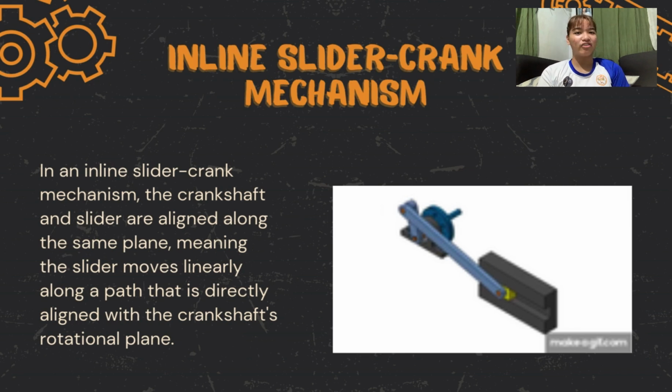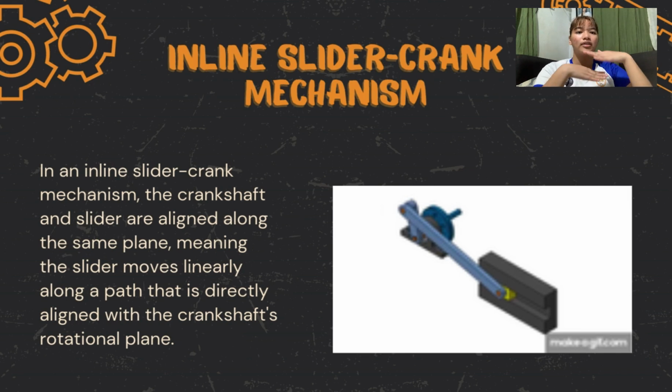In inline slider crank mechanisms, the crankshaft and slider are aligned along the same plane, meaning the slider moves linearly along a path that is directly aligned with the crankshaft's rotational plane. As the crank rotates, it causes the connecting rod to push or pull on the slider, moving it back and forth in a straight line. It can be horizontally or vertically.